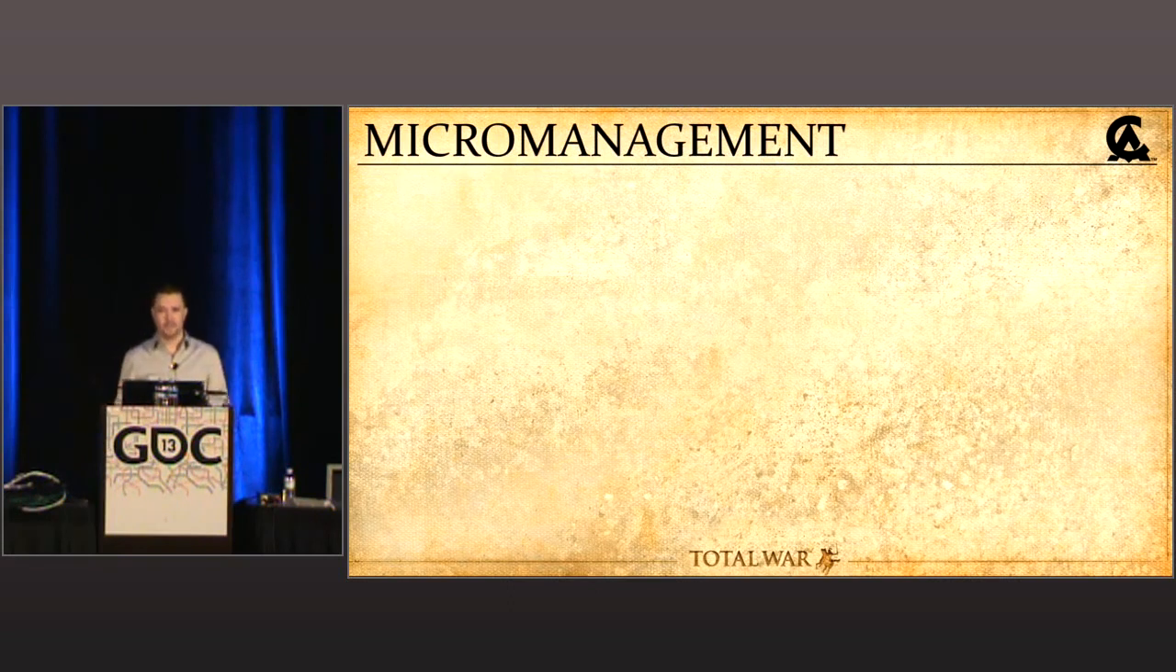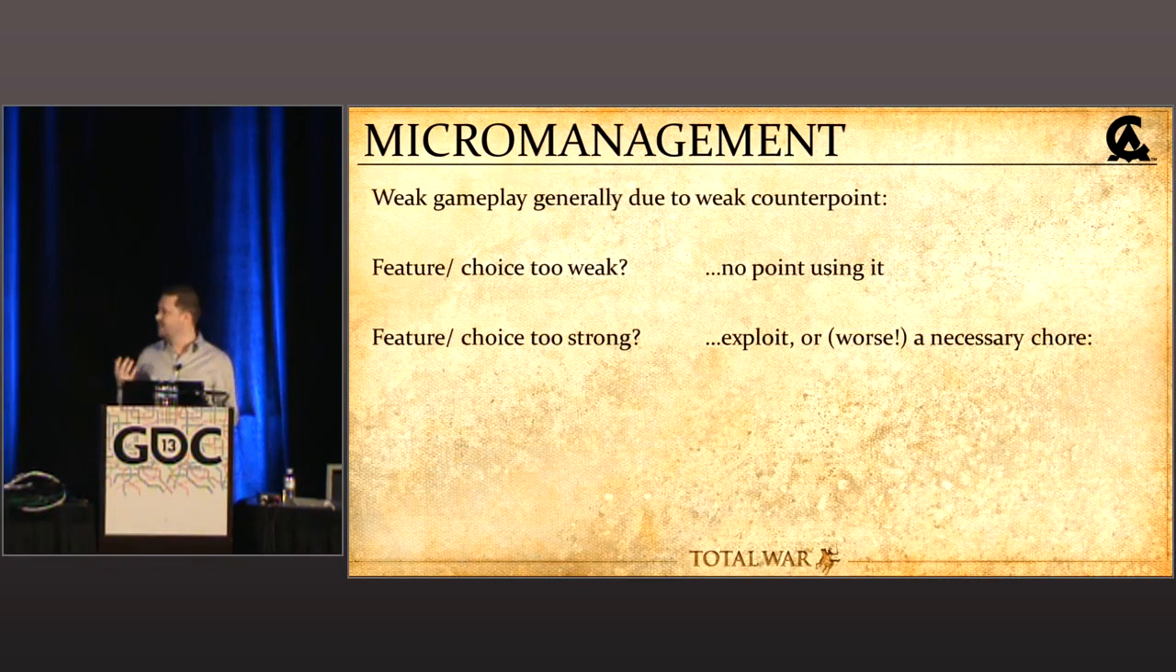So weak gameplay, right? Weak gameplay is generally due to weak counterpoint. So that's a poor balance between the pros and cons of the decisions that are offered up. Now, this might seem obvious, but many games effectively force a single optimal strategy on the player somewhere down the line. And when a decision is put before the player that has a right answer, then it's not really a decision at all. It's just a task to determine what that right answer is.